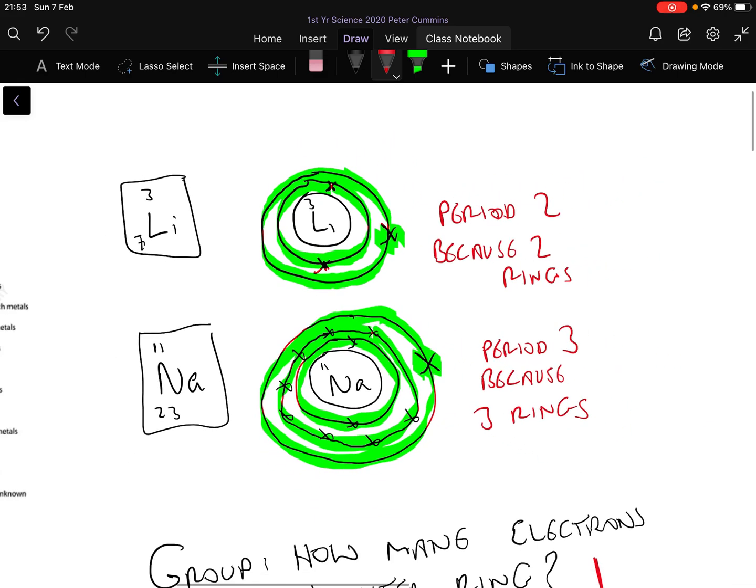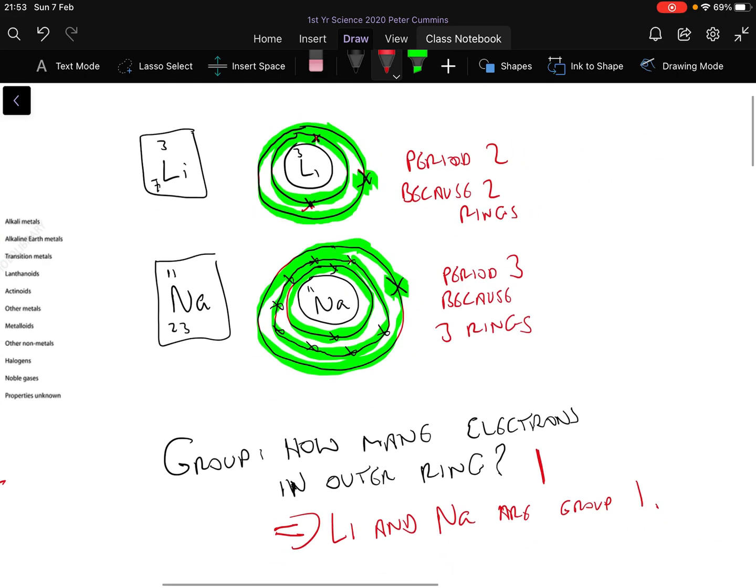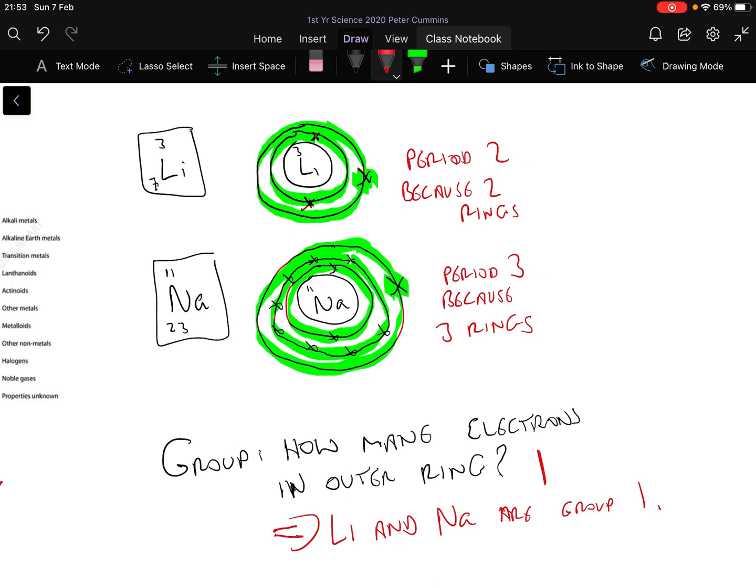Okay, so there we've just basically summed up the whole topic. Periods and groups in the periodic table. How many electrons it has in its outer shell tells us what group it's in. How many rings it has tells us what period it's in.